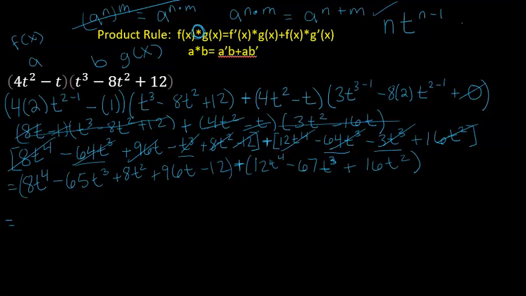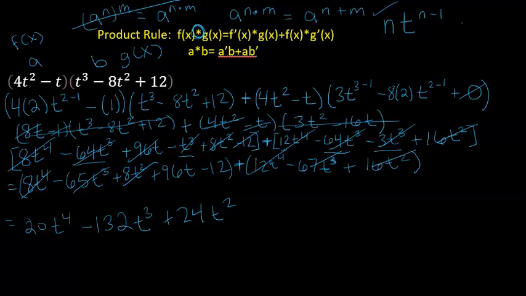That is 8t to the fourth power plus 12t to the fourth power gives me 20t to the fourth power. Bam, bam, those are gone. And then I have negative 65t to the third power plus negative 67t to the third power gives me negative 132t. Okay. Let's see. Oh, I got 2 square terms. So I got 8t squared plus 16t squared is 24t squared. Those are gone.